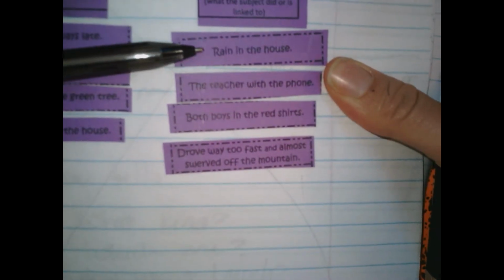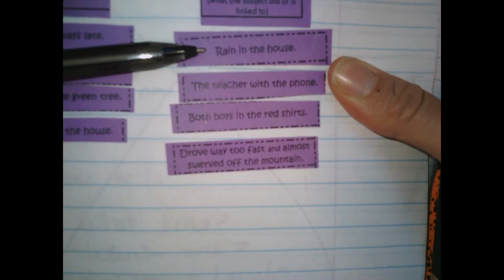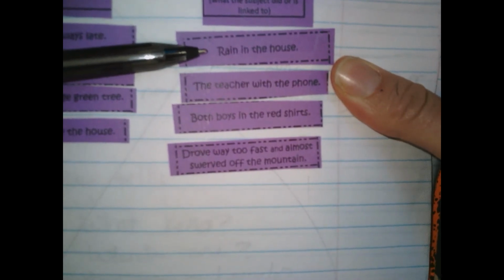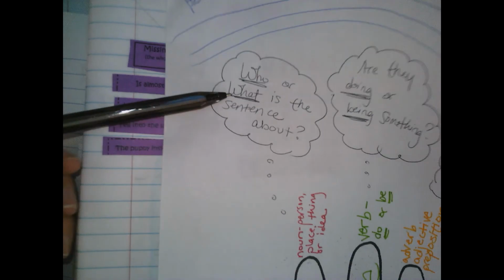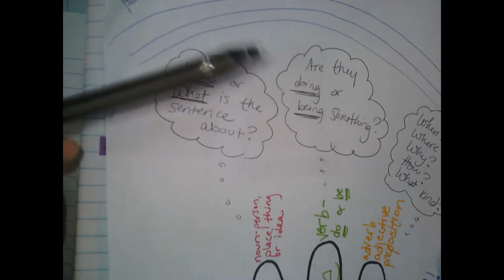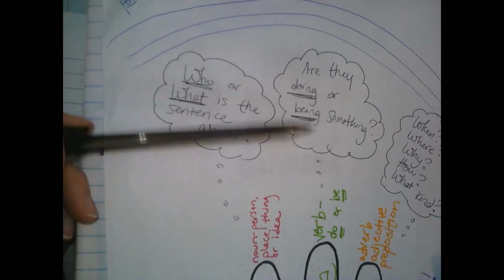Here's another fragment. Rain in the house. Well, that's nice, but what about the rain in the house? Rain in the house flooded the basement. Rain in the house. What is it doing or being? Rain in the house is what the sentence is about. It's not doing or being anything yet. It needs a predicate. Those are fragments. Those are pieces of sentences.